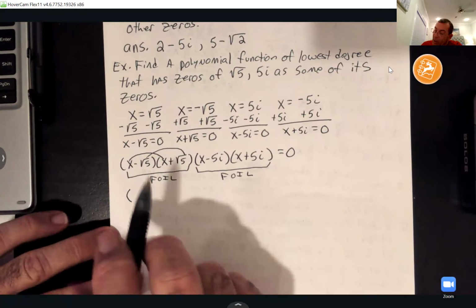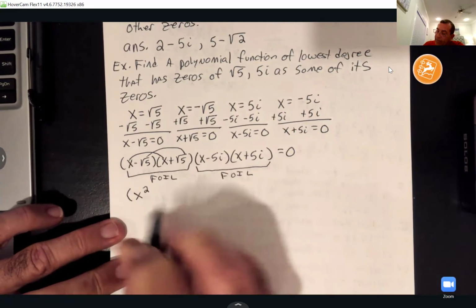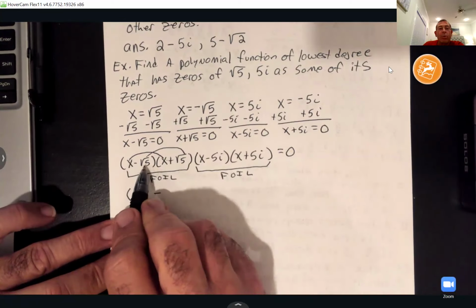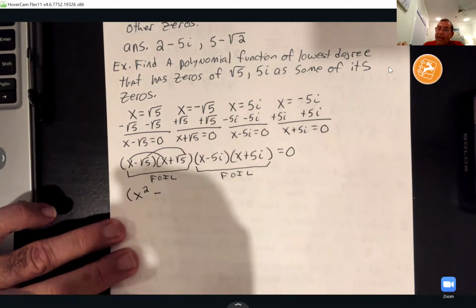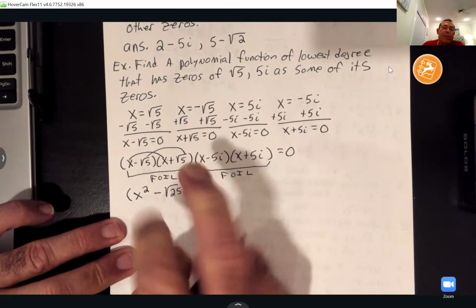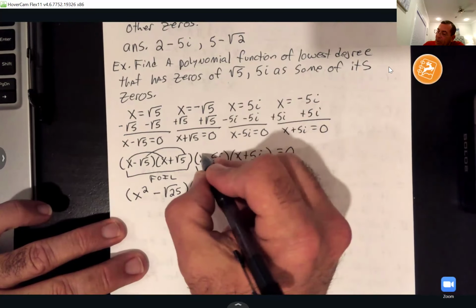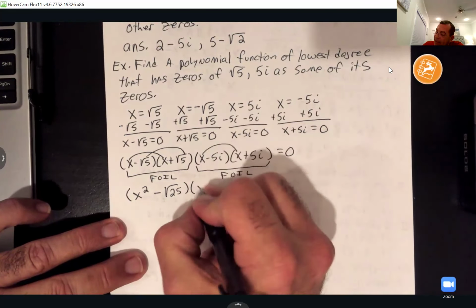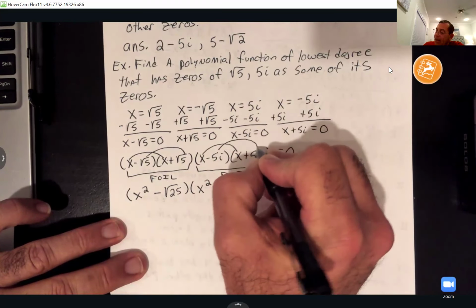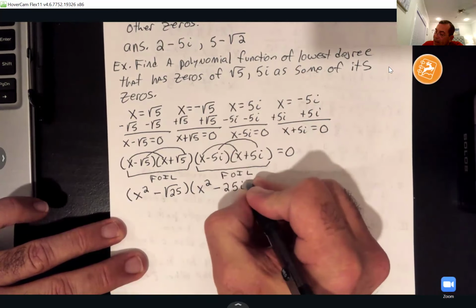So the way to do these the quick way: x times x is x squared. Negative times positive is a negative. Well, square root of 5 times square root of 5, we'll do it like this, is the square root of 25. We'll simplify that further on my next step. All right, conjugate pairs, I'm going to shorthand. x times x is x squared. Negative 5i times 5i is a negative 25i squared.